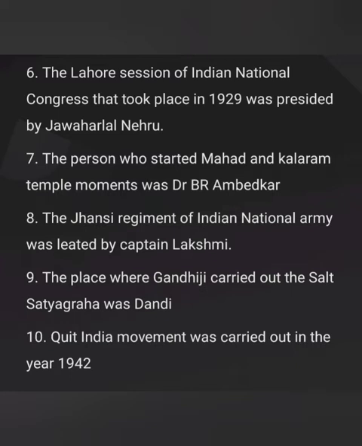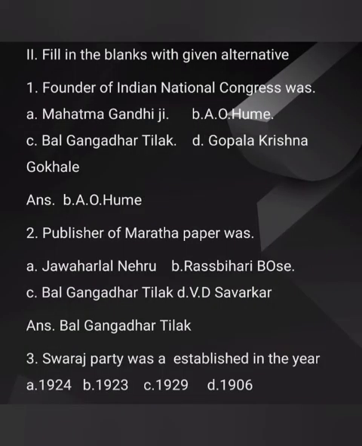Ninth one, the place where Gandhiji carried out the salt satyagraha was Dandi. Tenth one is Quit India movement was carried out in the year 1942. Next is fill in the blanks with given alternatives.